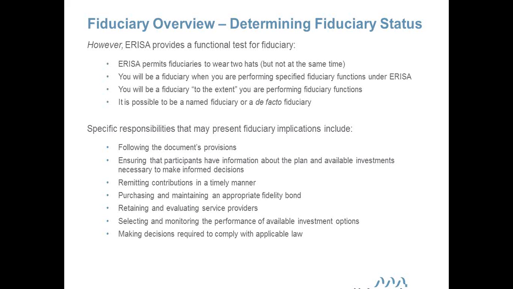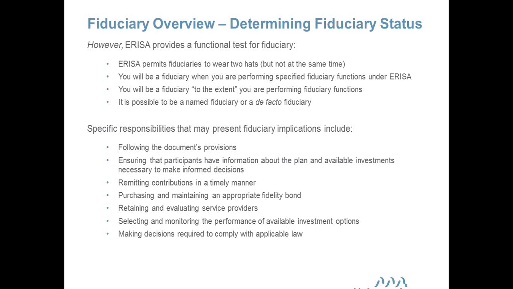You don't have to have the title of "I'm a fiduciary" necessarily. It's possible to be a de facto fiduciary, a fiduciary to the extent that you're actually performing those functions. So you can call yourself Purple Seal if you want, but if you are administering the plan document and making decisions on who can enroll and who can't, you're going to be considered a fiduciary to the extent you're performing those fiduciary functions regardless of what your title is.